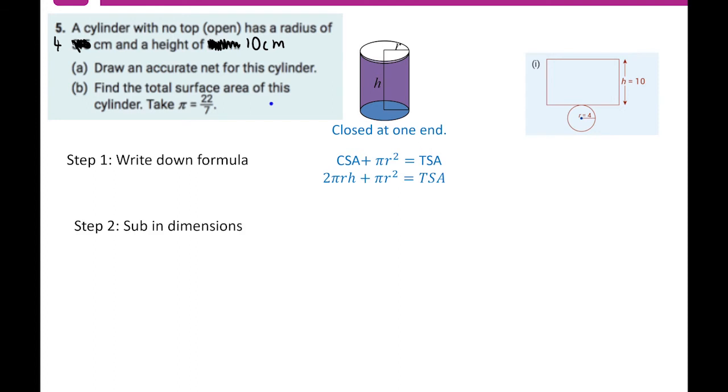In step 2, we substitute in our dimensions. This gives us 2 times 22 over 7 times 4, our radius, times 10, our height, plus 22 over 7 times 4, our radius, squared. From here we multiply out our values and we find our total surface area as 301.59 meters squared.